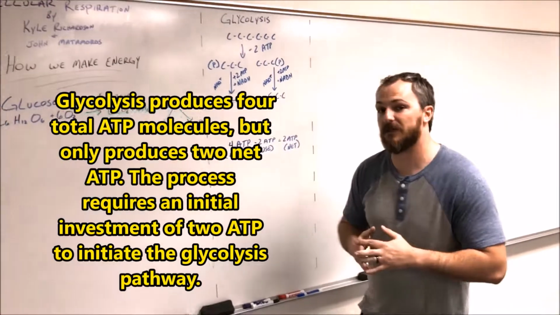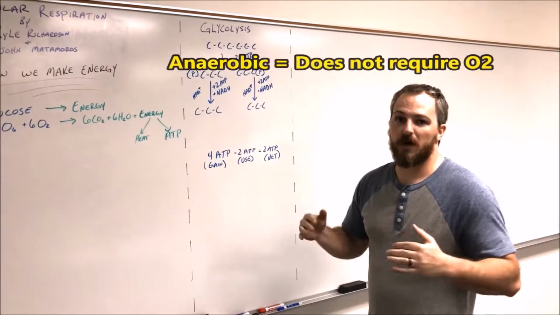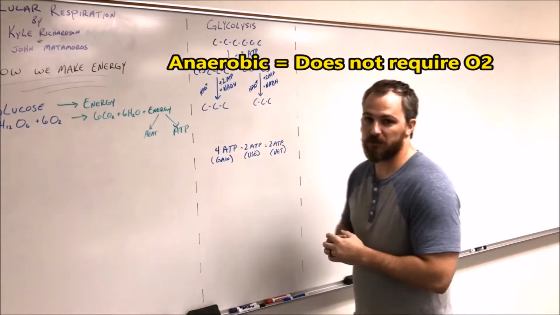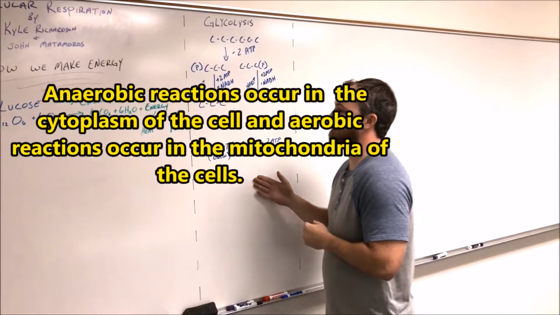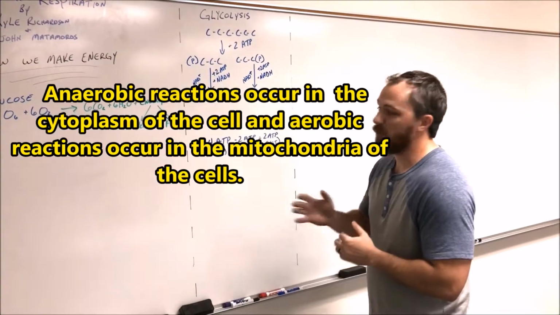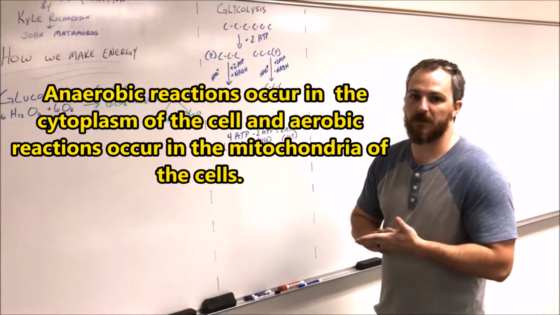But an advantage of it is that it requires no oxygen. It's anaerobic. It doesn't need any oxygen to do. And this all takes place in the cytoplasm of the cell. And then it all moves on further into different parts of the mitochondria. All right, awesome. Kyle, what's the next step?